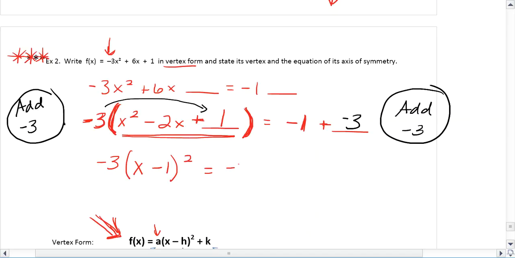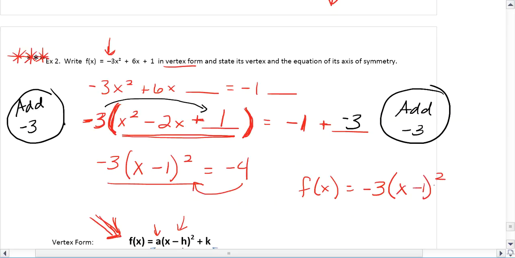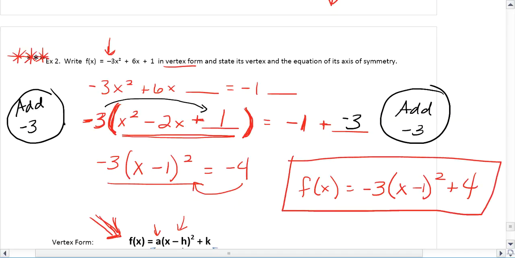Negative 1 plus 3 is negative 4. So now compare this to this. I'm not quite there yet. I need to get this 4 over to the other side of this, and then I'll bring my f of x back in. So now my f of x is equal to, the a in this case is negative 3, I have x minus 1 squared, and bring that 4 over as a positive. Now this is the vertex form.